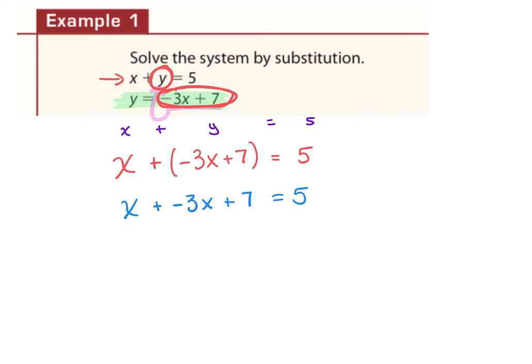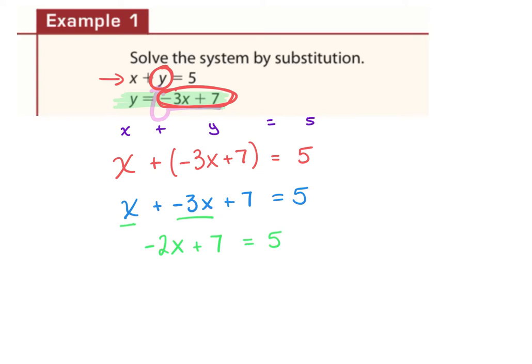The parentheses can just go away. What are my like terms here on this left side of the equation? My like terms are x and negative 3x. What is 1x and negative 3x? How many x's do I have? Negative 2x plus 7. What do I need to solve now?